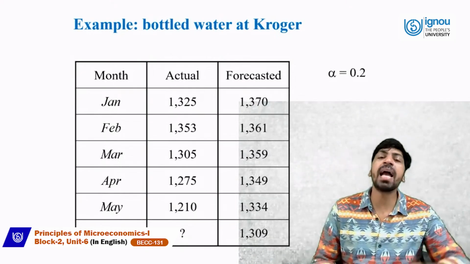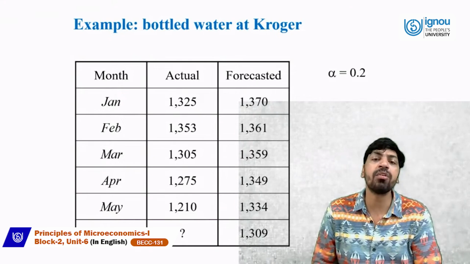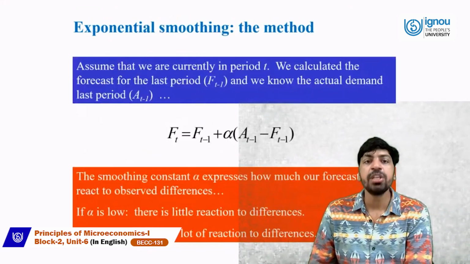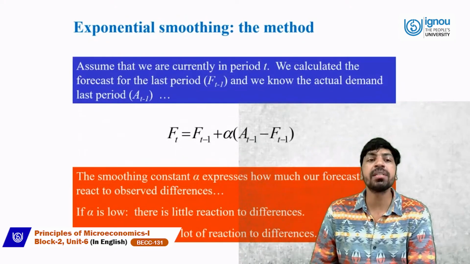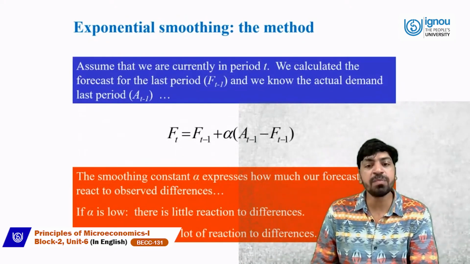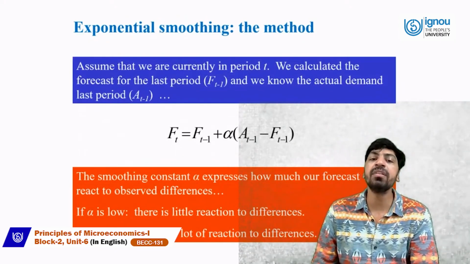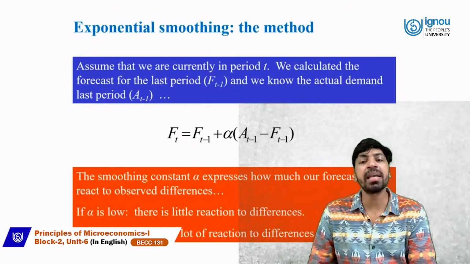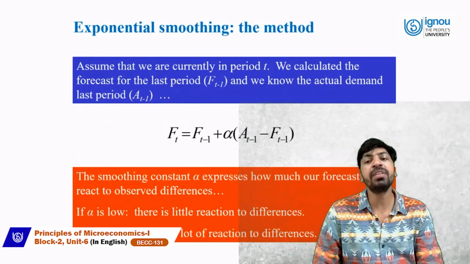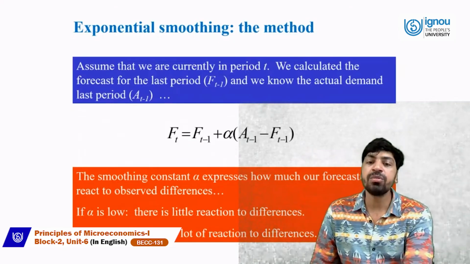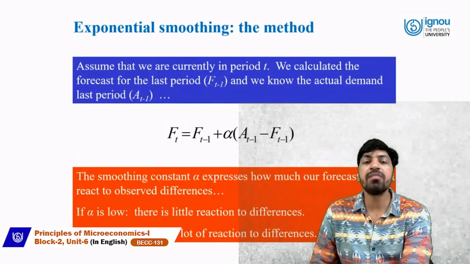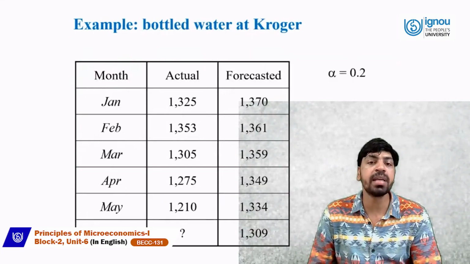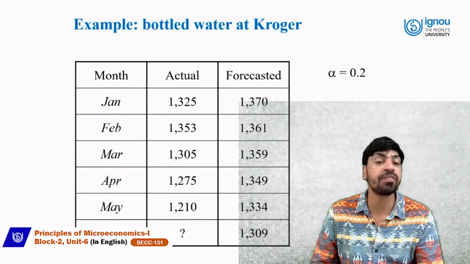So how do you calculate the forecasted value of the June month? This formula has been given to you: the forecasted value of the last period, F(t-1), plus alpha times (A(t-1) minus F(t-1)). You need to calculate the forecasted values of all the months, and that's what the question asks.